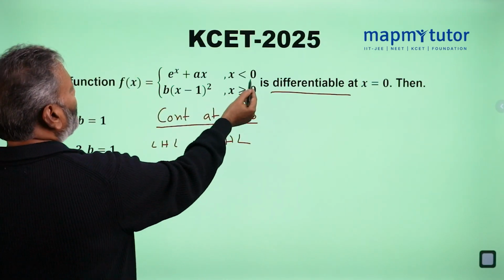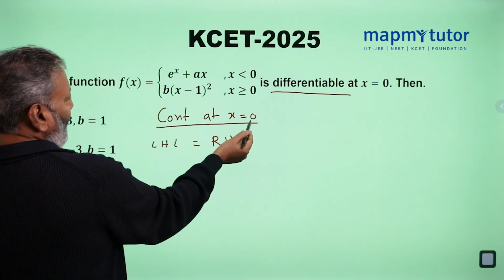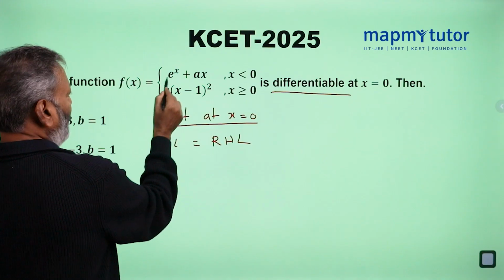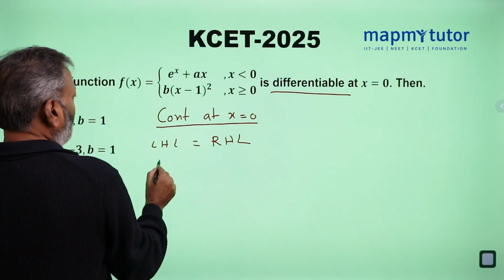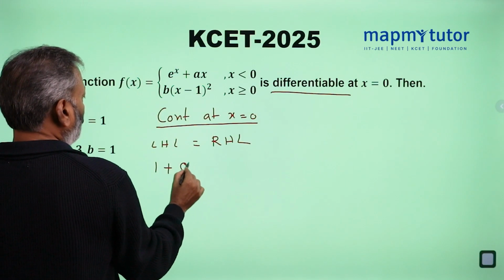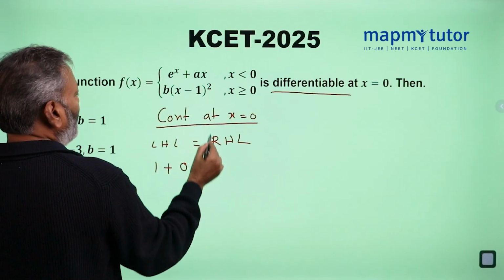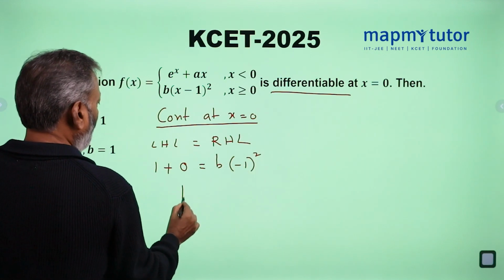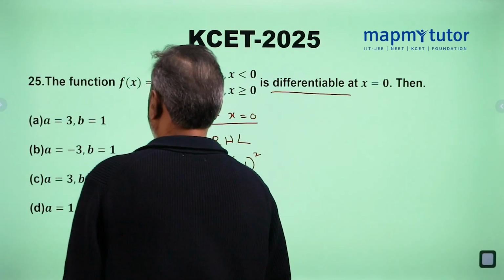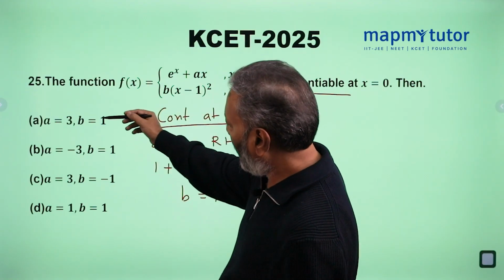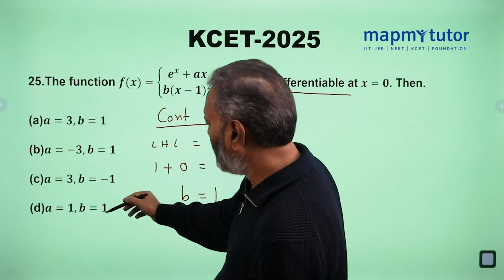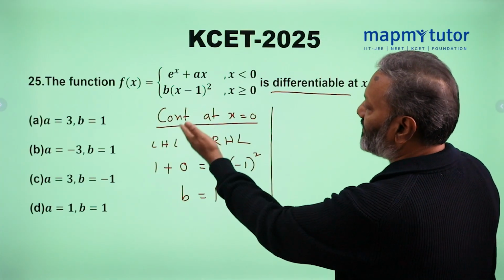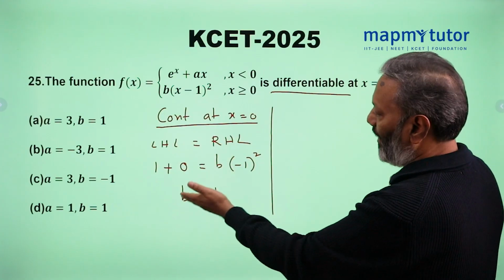What is LHL? Simple. At x equal to 0, LHL means the left neighborhood of 0, that is less than 0. Put x as 0. e power 0 is 1, plus a into 0 is 0. For RHL, we have to use this definition: b into (0 minus 1) whole square. Clearly, b is 1. Let me check options. Option A, option B, and even option D also have b equal to 1. Not enough. So, b equal to 1 is there in the three options A, B and D.